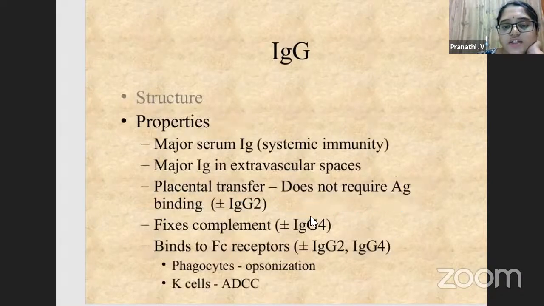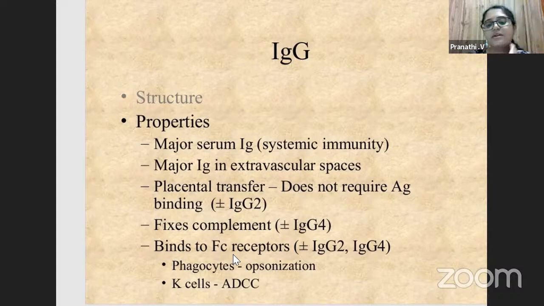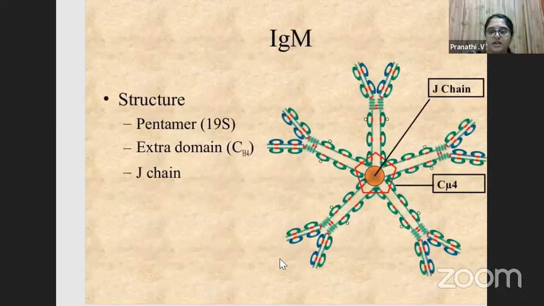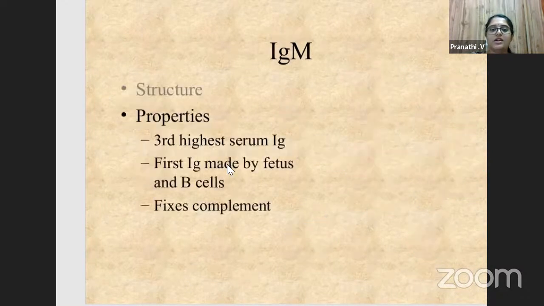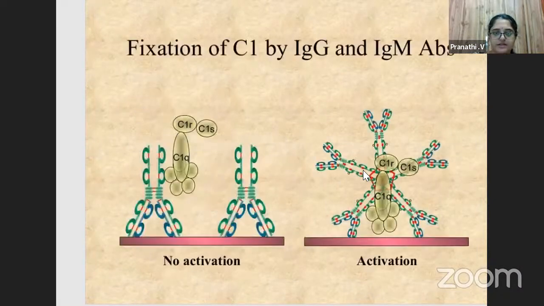When it comes to IgG, like I told you, complement fixation is done by IgG. Placental transfer takes place by IgG2. These are slightly important points which you'll have to remember. Phagocytosis, like an opsonization process, is there, and the K cells, when they are triggered, give antibody-dependent cell cytotoxicity. This is the IgM pentameric structure, and it is the third highest in the serum, and it is the first made immunoglobulin in the fetus.